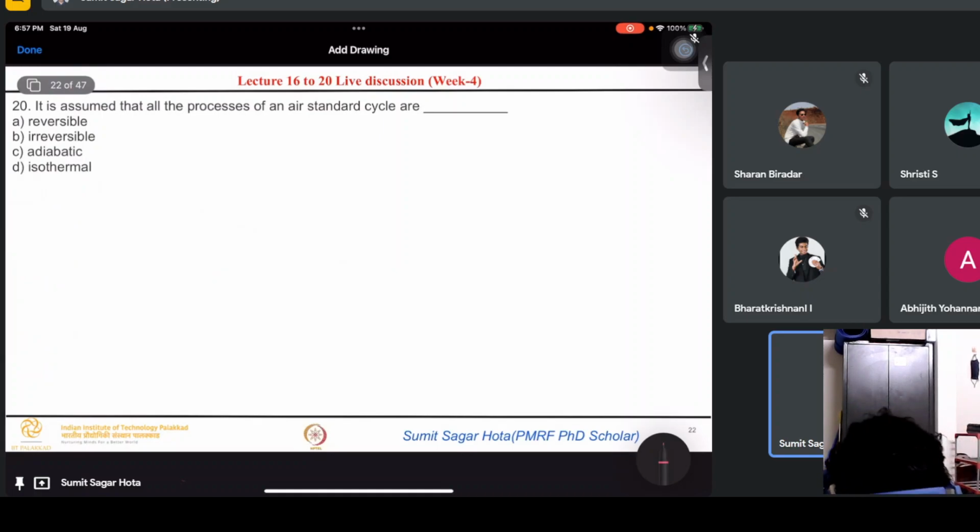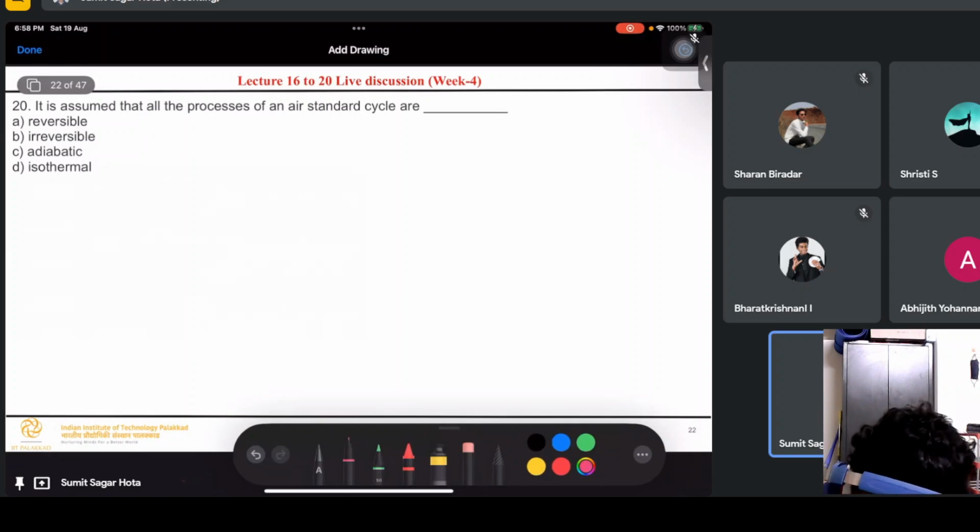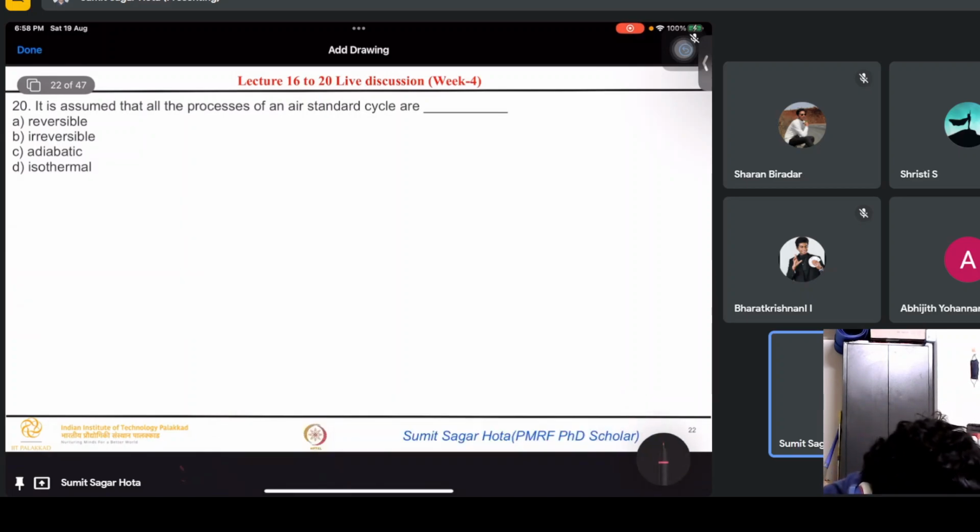It is assumed that all the processes of an air standard cycle are what? We heard one term, isentropic. What does it mean? Reversible adiabatic. Whatever the air standard cycle, the Otto cycle is a cycle, there isentropic processes are there. Or dual cycle, whatever cycle you go, everywhere isentropic processes are common. Here it's written air standard cycle, so you have to find what is common in all the standard cycles.